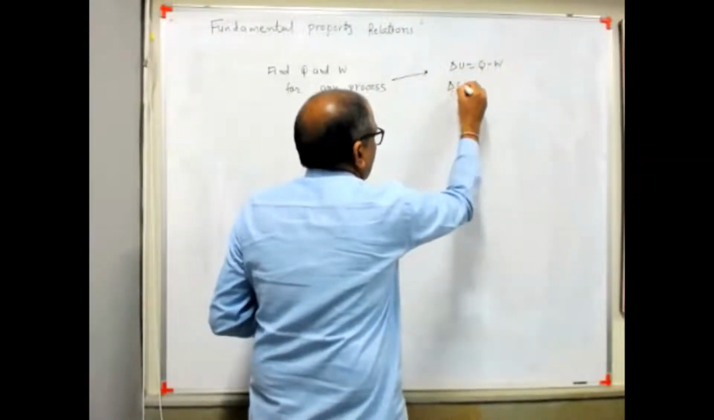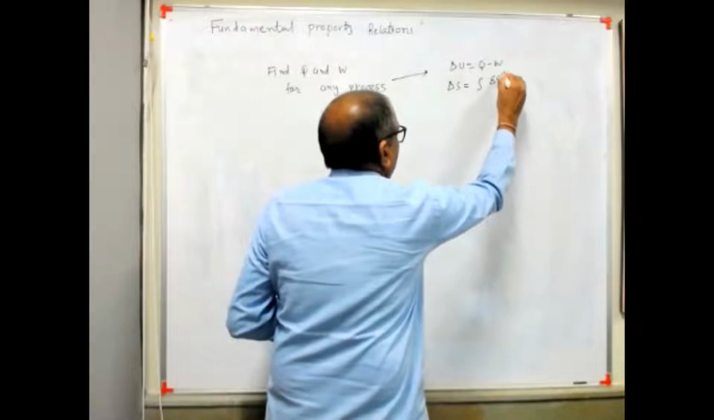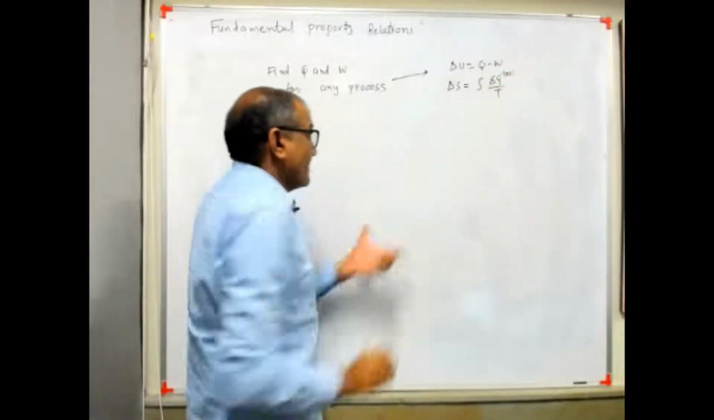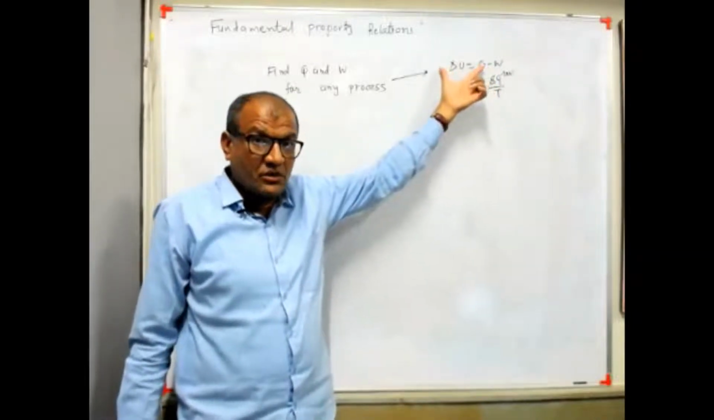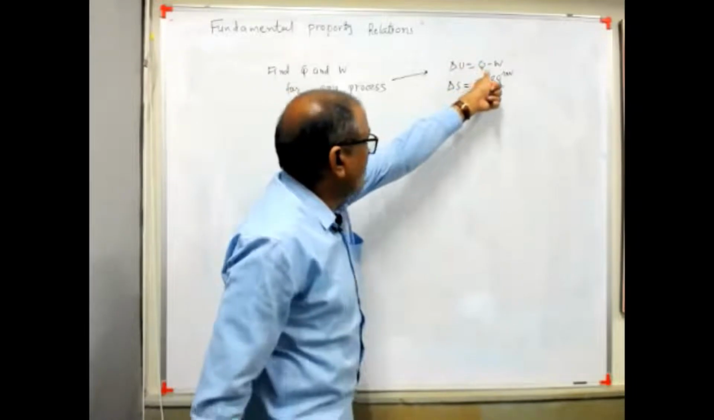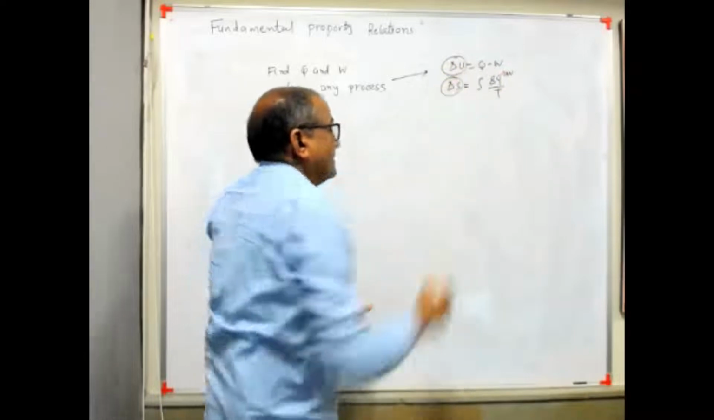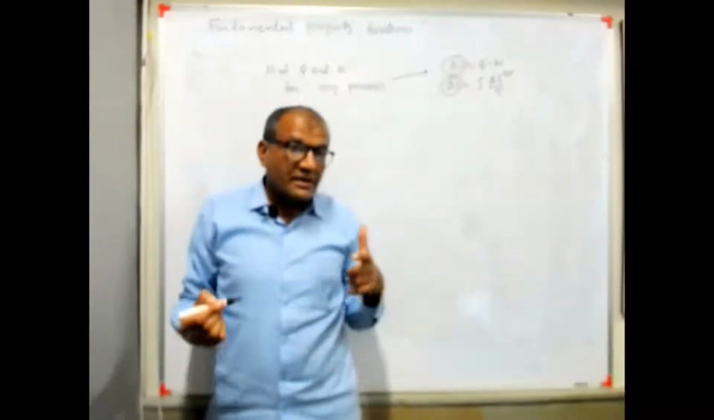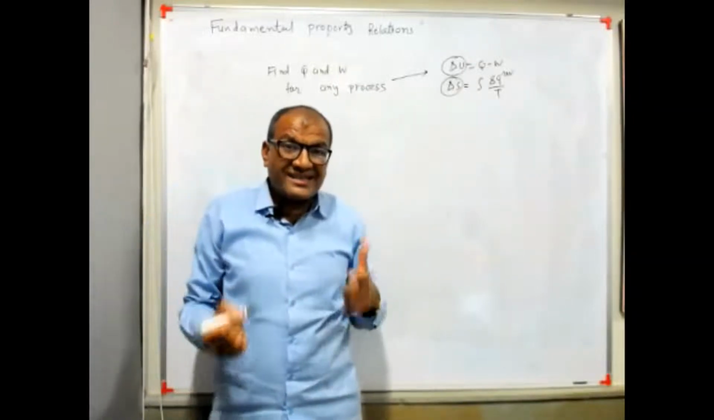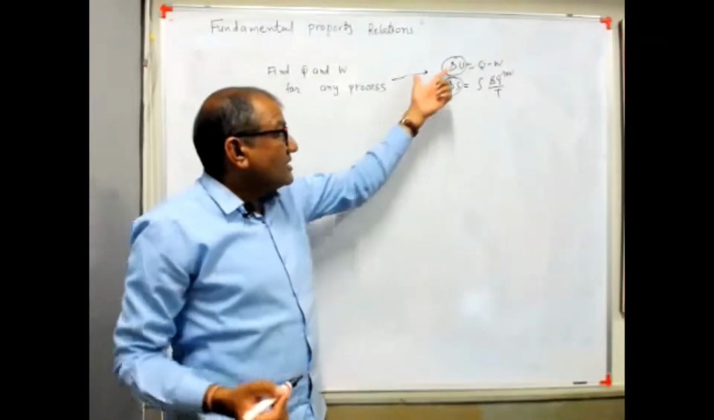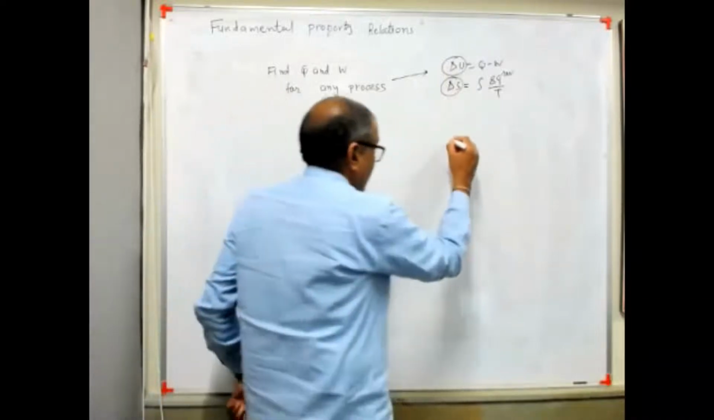Using the second law of thermodynamics, this is a statement of the second law of thermodynamics. This is a statement of the first law of thermodynamics. If I want to calculate Q and W, then I should know the value of delta U and delta S. Delta U is the change in internal energy, and delta S is the change in entropy. These U and S are not directly related to any measurables.